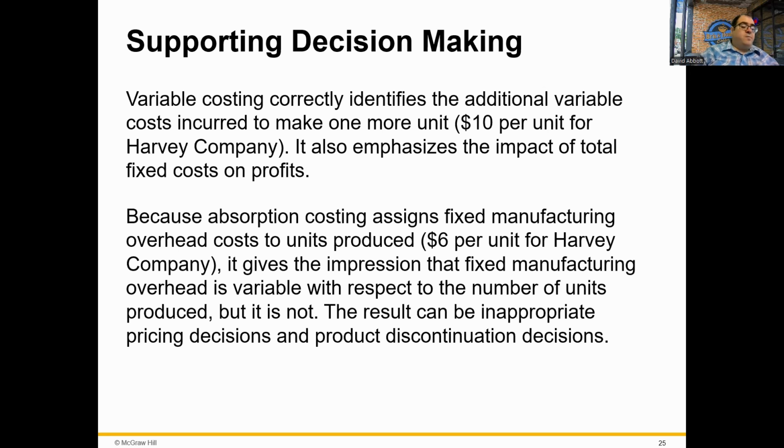So, how this supports decision making. Variable costing correctly identifies the additional variable cost incurred to make one more unit. It also emphasizes the impact of fixed cost on profits. Absorption costing gives the impression that fixed manufacturing overhead is variable with respect to the number of units produced, but it really isn't. This can lead to inappropriate pricing decisions and product discontinuation decisions. So you're better off to use variable costing because that's going to lead to more accurate decision making.